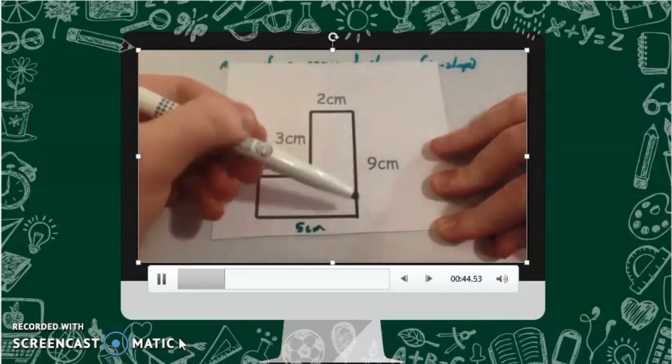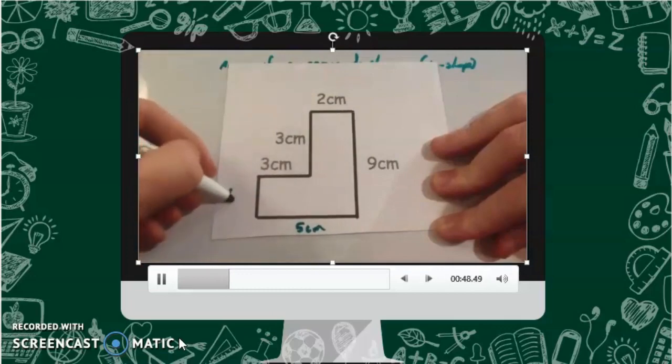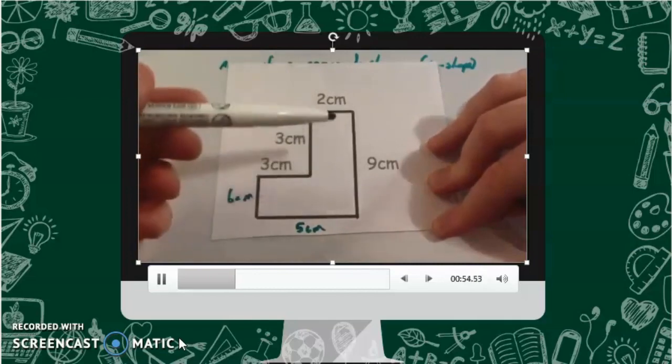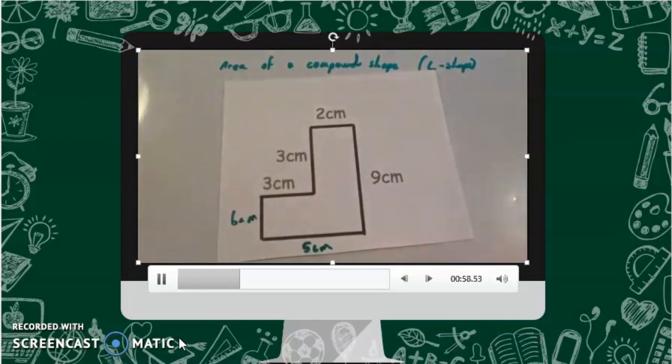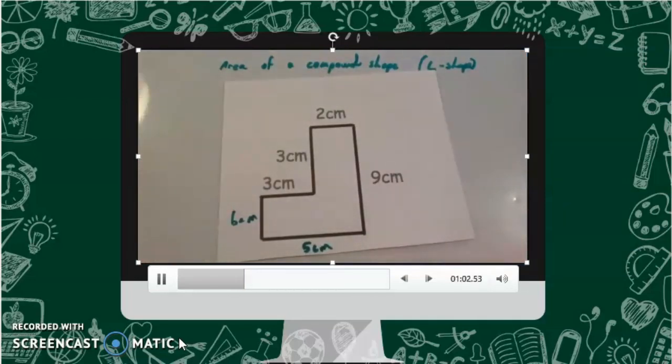The whole height of it is 9, and if this part's 3, that means that this part here has to be 6. Now obviously it doesn't look like 6, not very well drawn, but if you got 3 and 6, then that would make 9. So the first thing we've done is just label the missing sides. Next thing, to find the area of the compound shape, you're going to split it into the two rectangles.